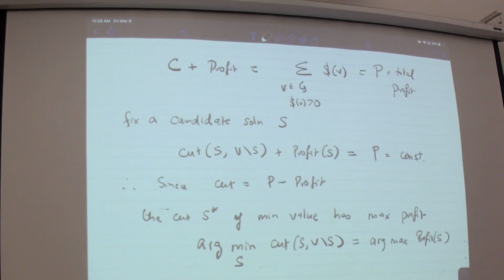And that's the thing I was warning you about. You have to watch out for this. We're trying to maximize something, but I'm saying you should use min cut. So you have to look for this trick somewhere which is going to flip things around.